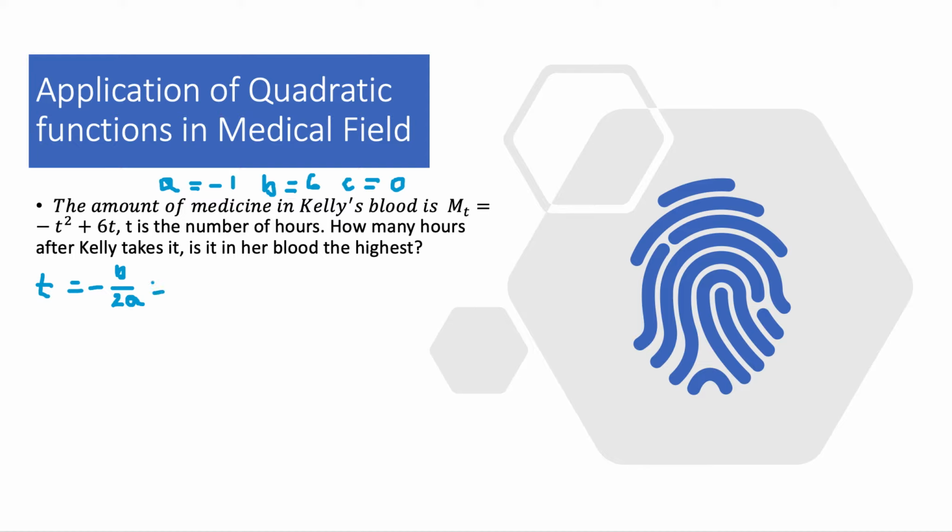Now we are going to plug in the values we have here on the top. Here is a minus sign, b is 6, so here is 6 divided by 2 times minus 1. Minus 6, and 2 times minus 1 is minus 2. Minus 6 divided by minus 2 is going to be equal to 3. So t is going to be 3 hours.